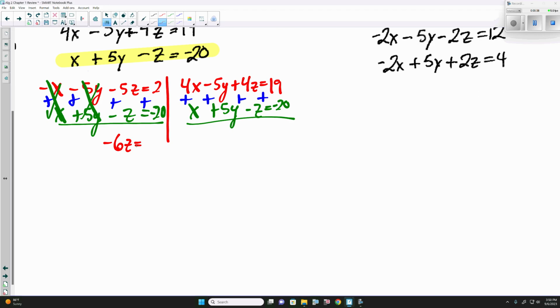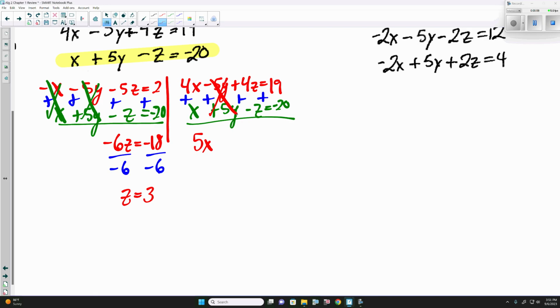And 2 plus negative 20 is negative 18. Now luckily for us, z is by itself, so we can just go on and solve, telling us z is 3. Now we can do the same thing for the other equation. 4x plus x is 5x. Negative 5y plus 5y is 0.